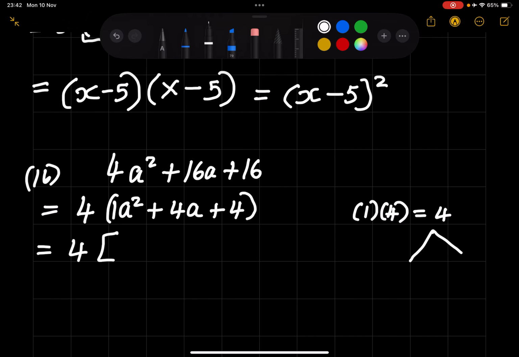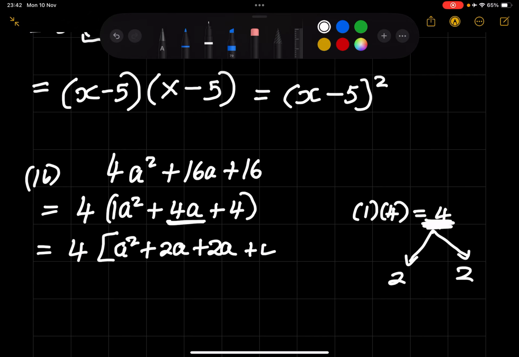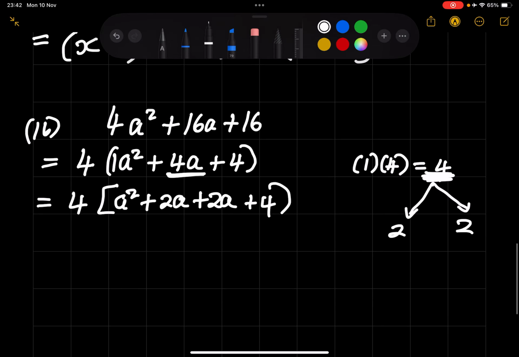Then we need to split it in such a way that when we multiply, we get the product, which is 4. When we add them, we get 4a. And those two terms are 2 and 2, because 2 times 2 is 4, 2 plus 2 is 4. Good. So we have a squared. Then we replace the middle with those two factors, which is 2a plus 2a. 2a plus 2a is still 4a. And then plus 4. Okay, let's put a square bracket. And then we group them.